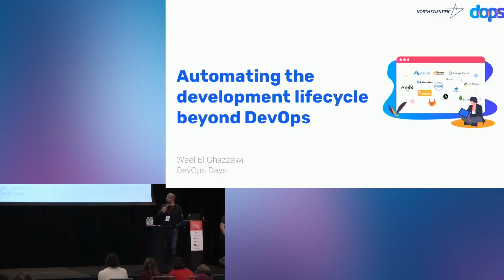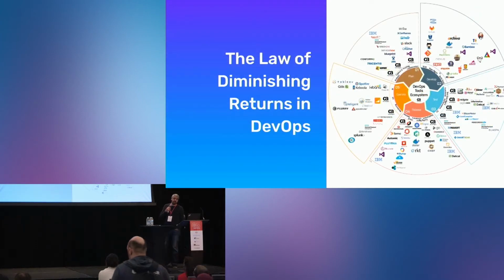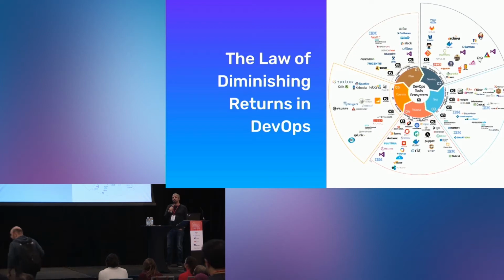Good morning, everyone. So my name is Wael. I'm the Chief Technology Officer of North Scientific. And today's Ignite is about automating the development lifecycle beyond DevOps. So most companies currently use DevOps tools in order to automate their existing processes, which are inefficient by nature. And that doesn't yield the results that they actually require.